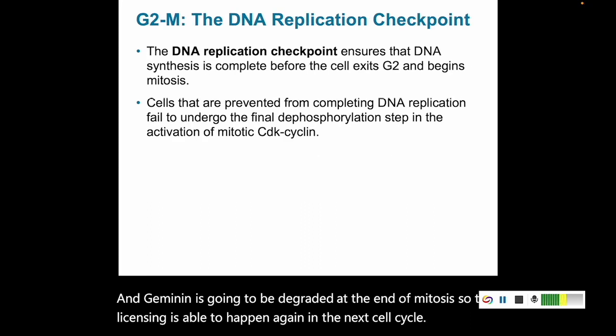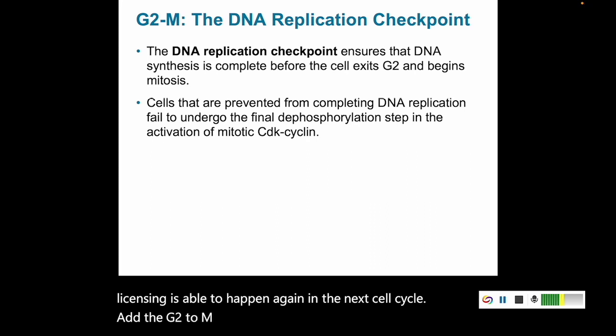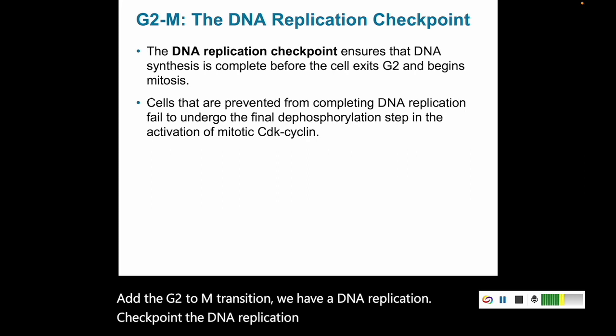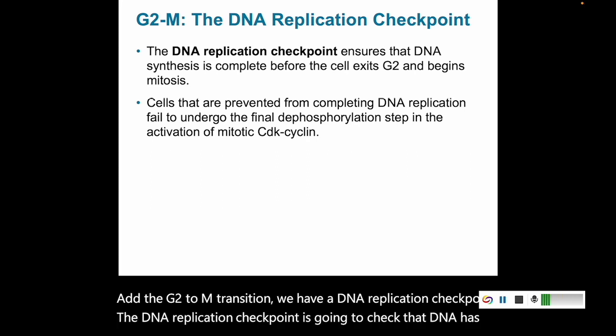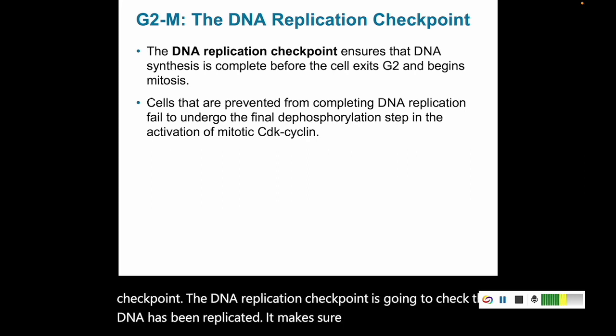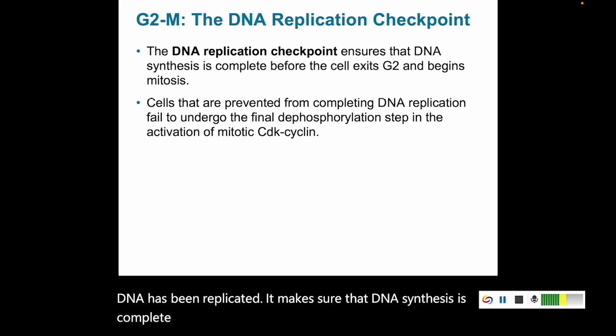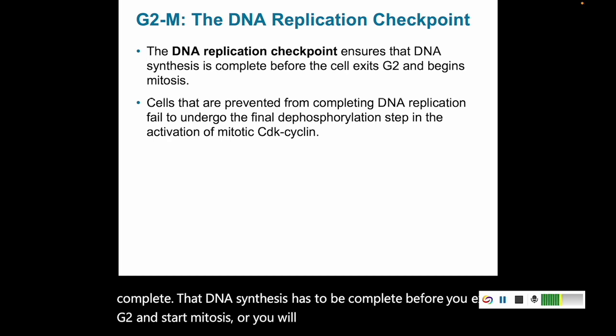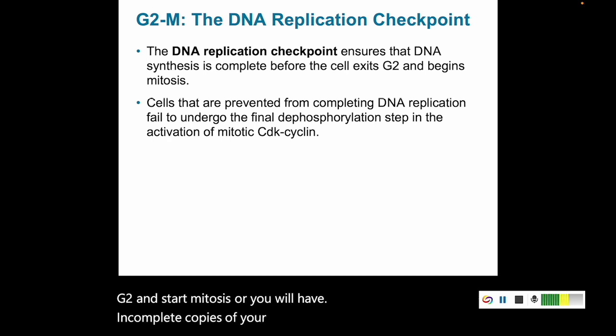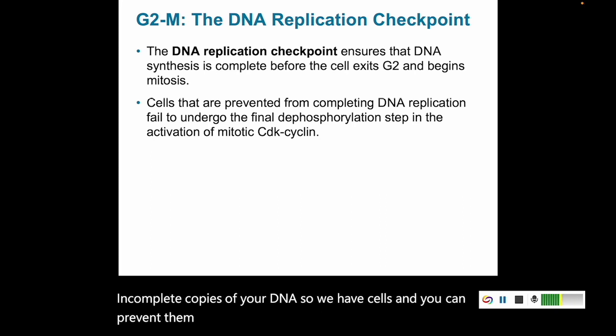At the G2 to M transition, we have a DNA replication checkpoint. The DNA replication checkpoint is going to check that DNA has been replicated. It makes sure that DNA synthesis is complete. That DNA synthesis has to be complete before you exit G2 and start mitosis, or you will have incomplete copies of your DNA. So we have cells, and you can prevent them from completing their DNA replication.